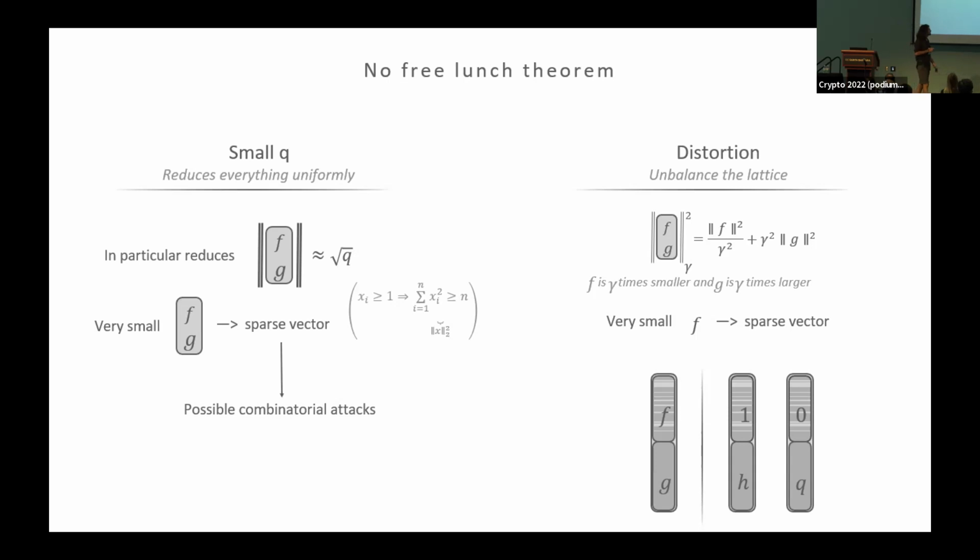For the distortion thing, where we're unbalancing the lattice, we are actually also changing the norm of f, j because we are looking at it under this gamma norm. So f will be gamma times smaller and j will be gamma times larger.